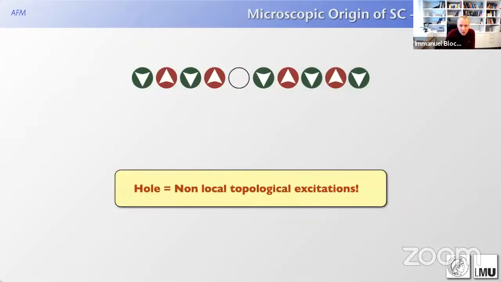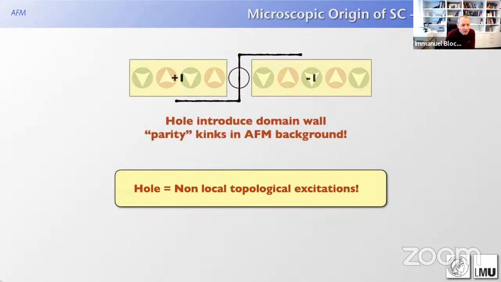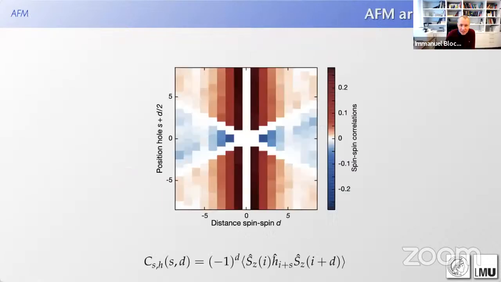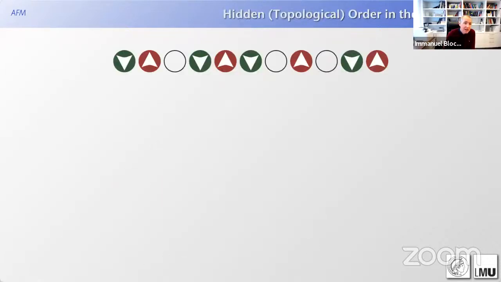So remember, a single hole is like a domain wall for the antiferromagnet. Any questions on this? Everybody fine with that? Okay, then let's try ourselves what happens with many holes.